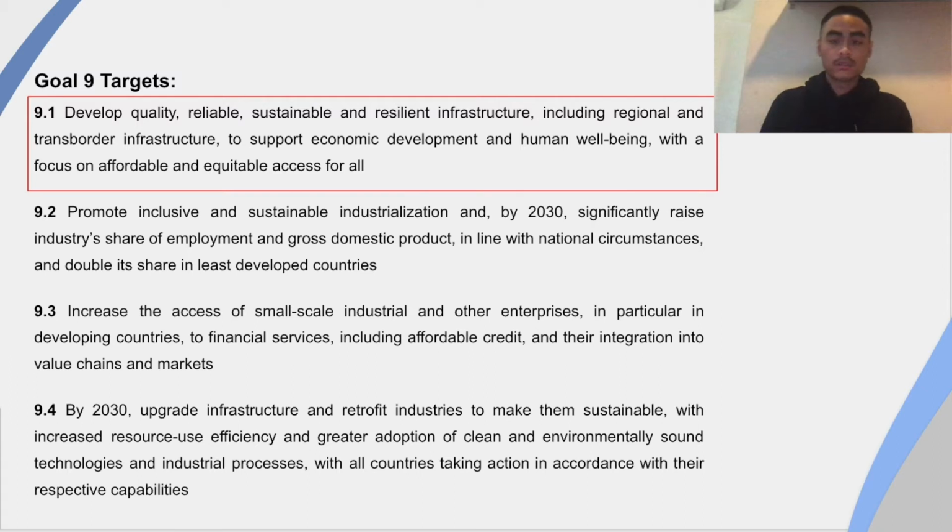Moving on to the fourth target, which is by 2030, upgrade infrastructure and retrofit industries to make them sustainable, with increased resource efficiency and greater adoption of clean and environmentally sound technologies and industrial processes, with all countries taking action in accordance with their capabilities.